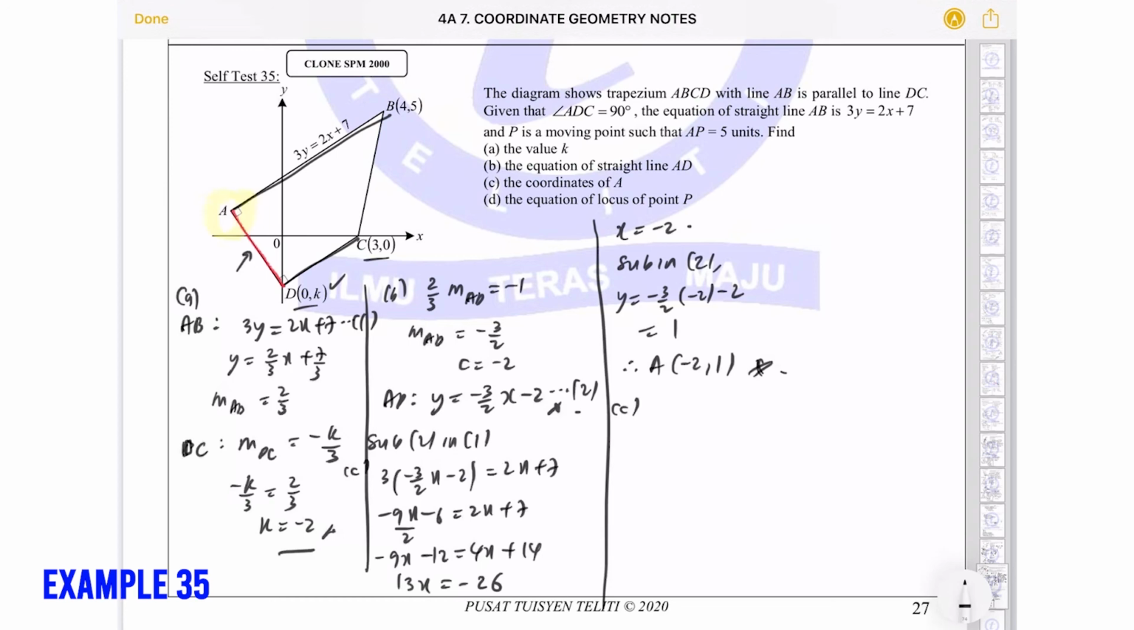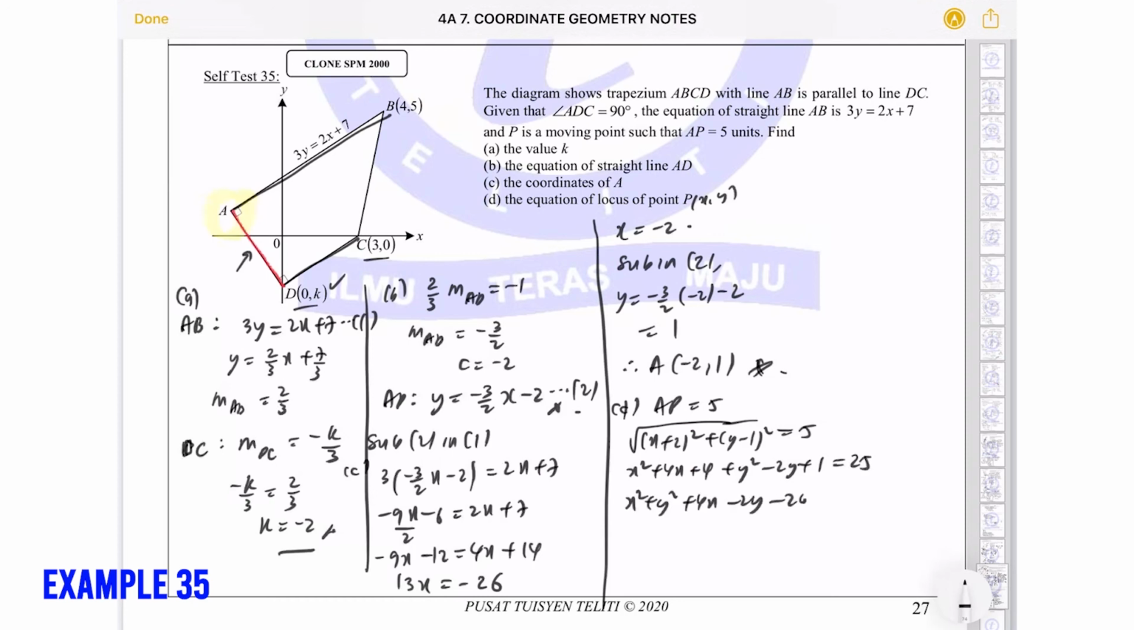Okay, part C done. Part D. How do you find the equation of locus of P? Now this is simple because we know point A, and P is a moving point (x, y). So we start from AP equals 5, the square root of (x minus negative 2) squared plus (y minus 1) squared. The result is 5. So when you expand both sides, this is 25. Rearrange it. There you go.